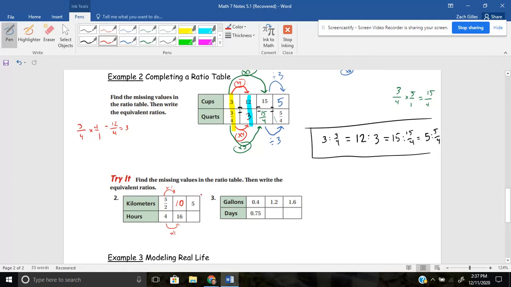Look at that. All right, so we multiply by 4 on top and bottom. And then, how do we go from 10 to 5? Well, let's use division now. We divide by 2. So if we divide by 2 on bottom, that would give us 8. Okay, so to write the equivalent ratios, this time I'm going to use fractions. 5 halves compared to 4 is equivalent to 10 to 16, which is equivalent to 5 eighths.